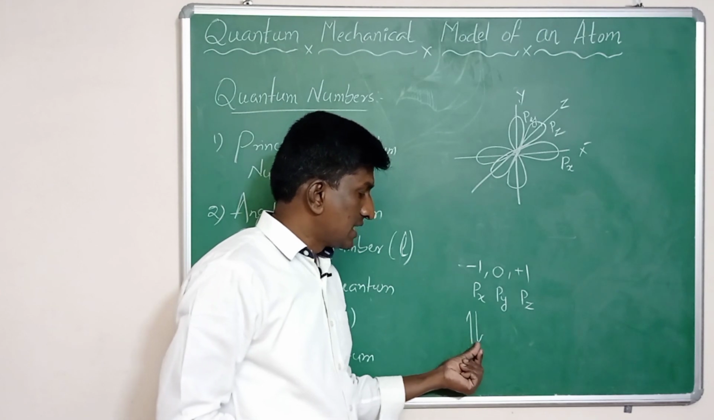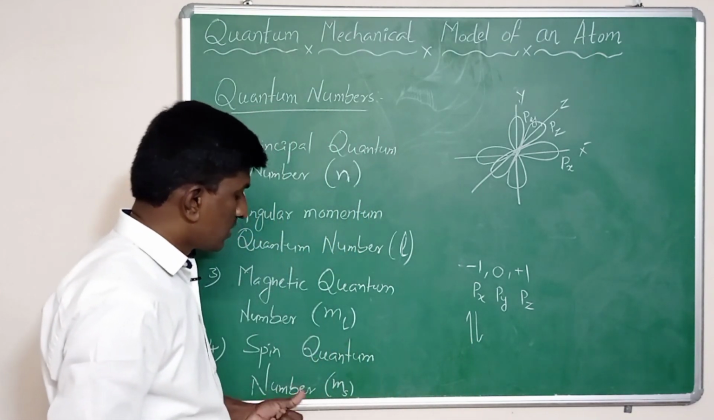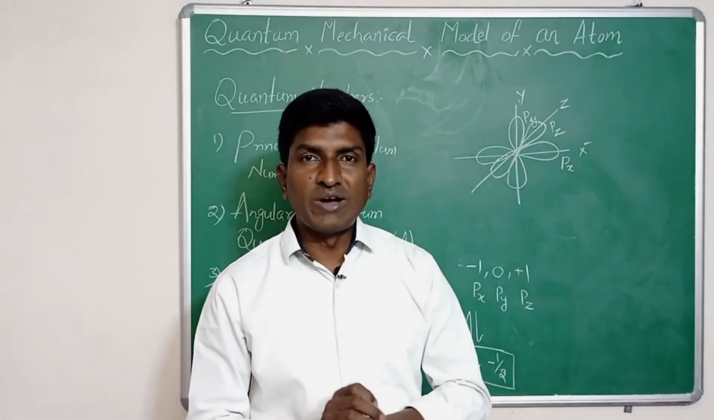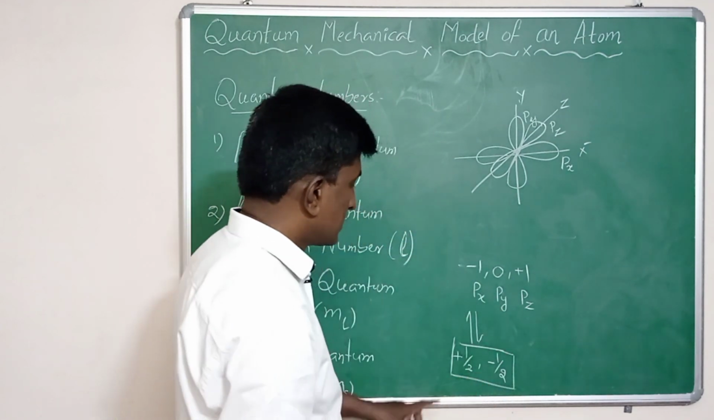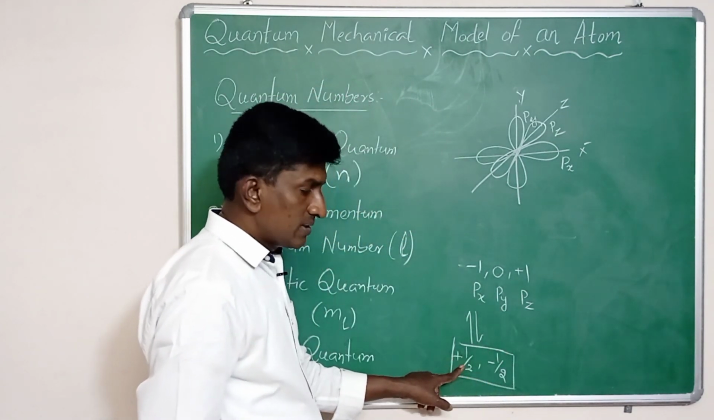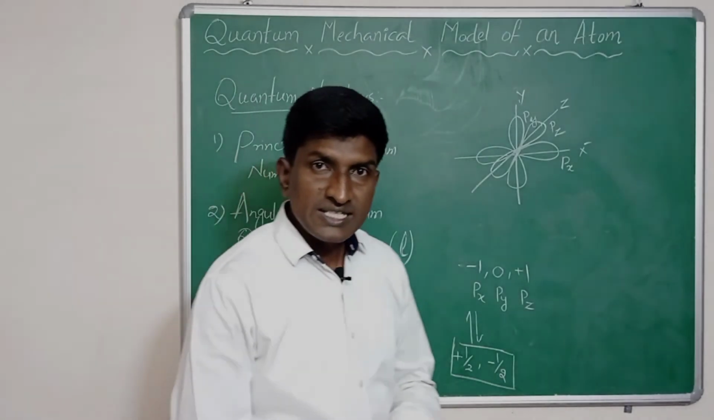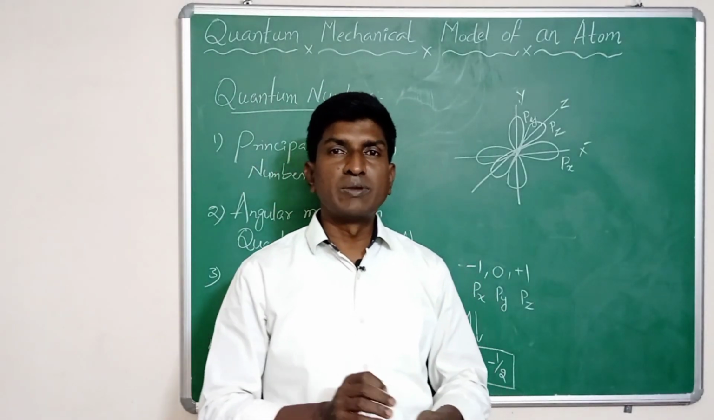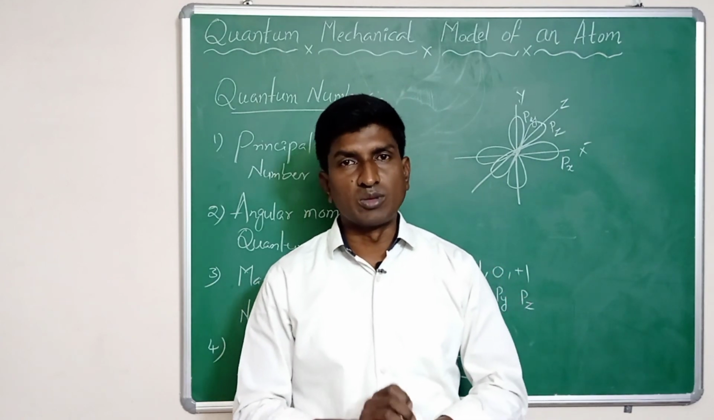This clockwise and anti-clockwise orientation is explained by the spin quantum number, and spin values are assigned to these 2 electrons. The first one has plus half spin and the second electron has minus half. This is about the quantum mechanical model of atom and quantum numbers.